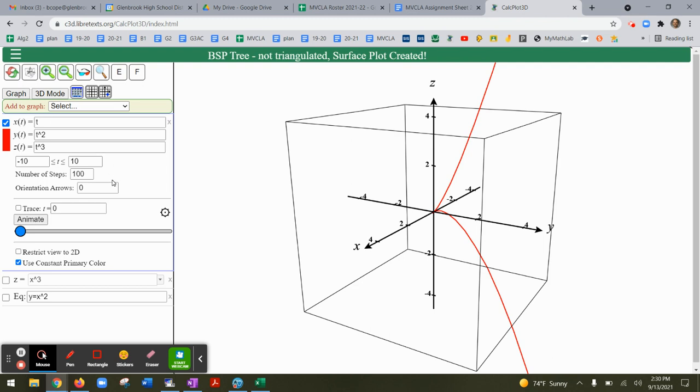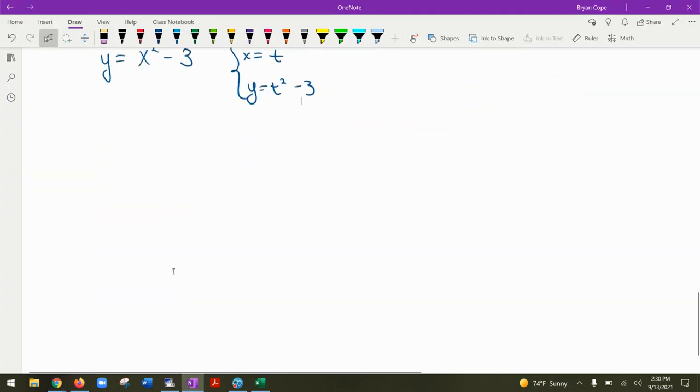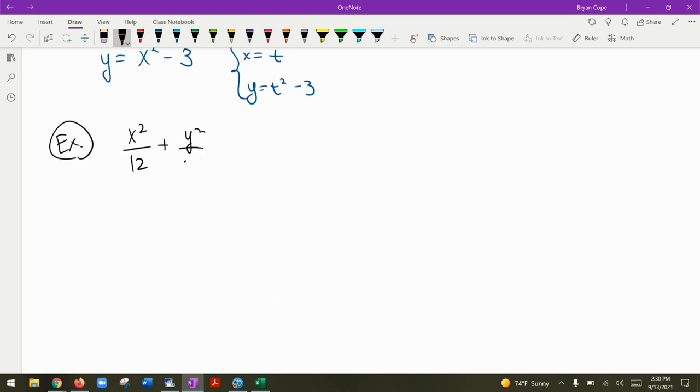Great. Okay, so let's do another one that's maybe a smidge more interesting. This time I'm going to let you do the work on your own. So I would like you to take two surfaces. The first one is a semi-ellipsoid: x squared over 12 plus y squared over 24.